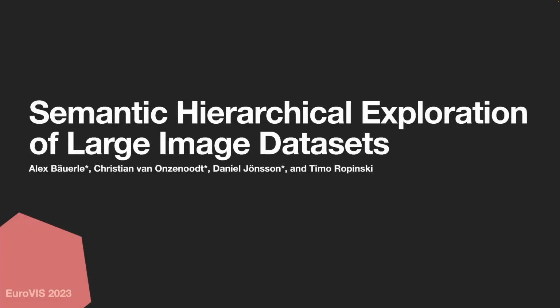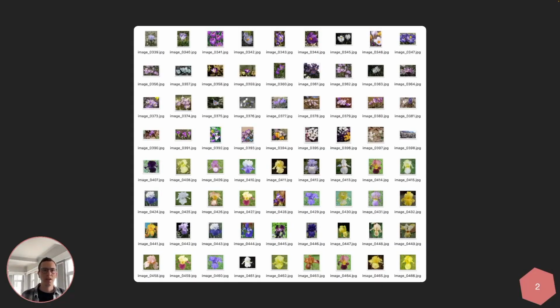Today, we're going to talk about the semantic hierarchical exploration of large image datasets. It's really hard to explore large sets of images. To simplify this, we typically put our images into libraries, such as Apple Photos, which you can see here. These libraries organize the images for us, for example, by date, as you can see here.